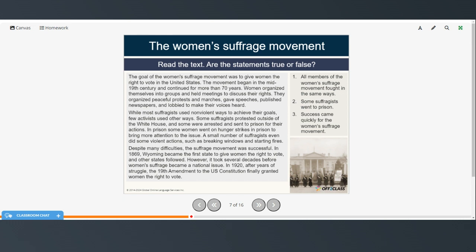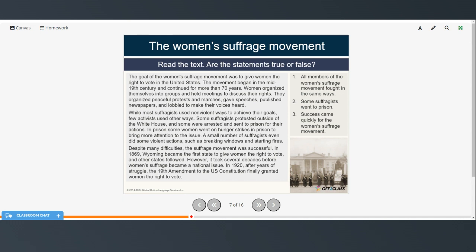Despite many difficulties, the suffrage movement was successful. In 1869, Wyoming became the first state to give women the right to vote, and other states followed. However, it took several decades before women's suffrage became a national issue. In 1920, after years of struggle, the 19th Amendment to the U.S. Constitution finally granted women the right to vote.